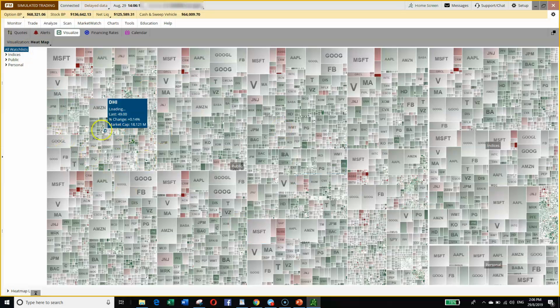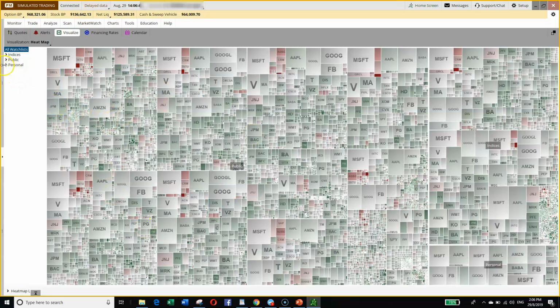If everything is green, it means all the stocks in your watch list are up, so it's a good sign. If everything is red, that means the whole market is down and the stocks that you are holding or are interested in are down. That may also be a good sign if you're an options trader, but otherwise that's a bad sign. So it just gives you a very quick overview.